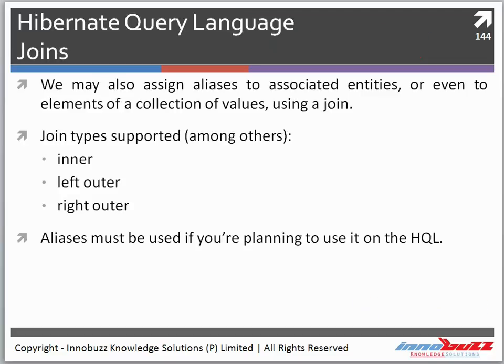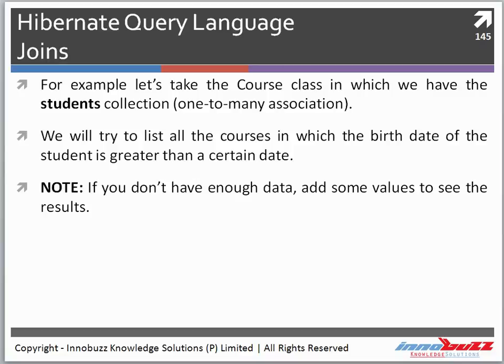Joins. As in SQL, we have joins. On HQL, we also have joins. There are many joins available, but the most used are inner, left outer, and right outer. Notice that you must use aliases if you're planning to use them in HQL. For this matter, let's take the Course class in which we have a collection of students. The exercise is to load all the courses in which the birth date of the student is greater than a certain date.